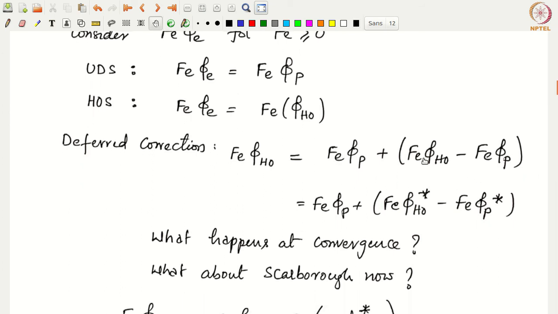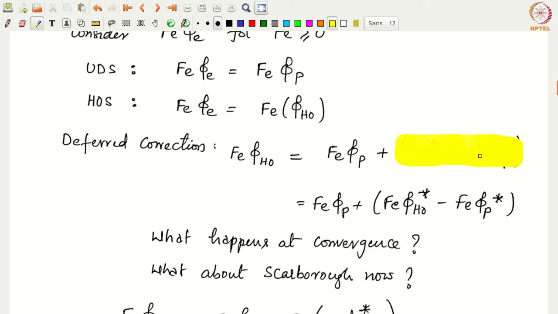Now in the deferred correction approach, we will evaluate everything that is in this parenthesis using the previous iteration value. So we're going to put a star here for these two terms. Whatever we have here will be evaluated using the previous iteration values. These are basically F_e Phi HO star minus F_e Phi P star. Now this is not the same as what we have written in the previous step, but we understand that by writing it this way, we have changed a few things.